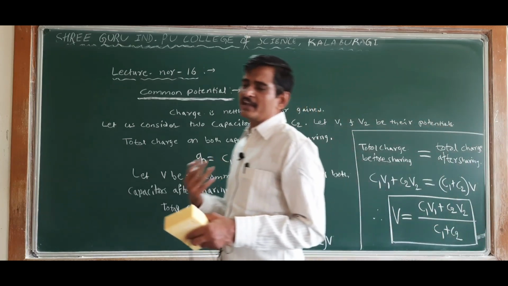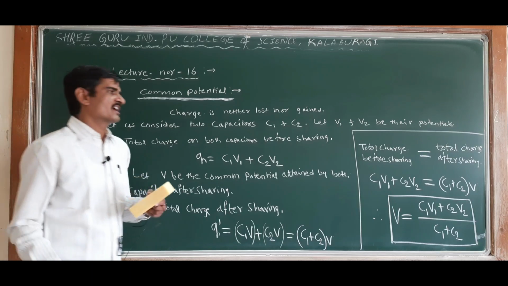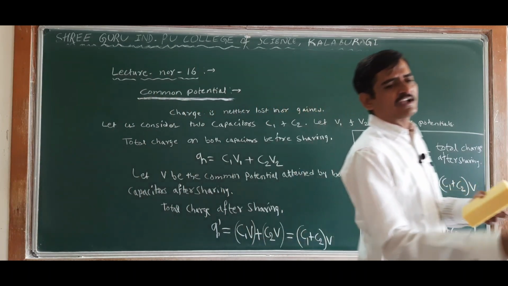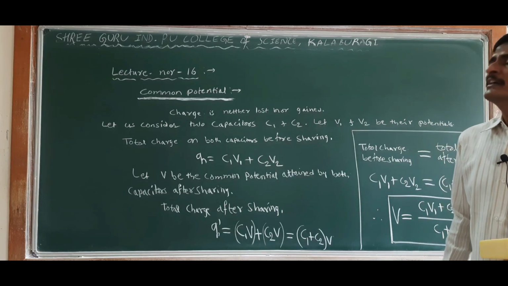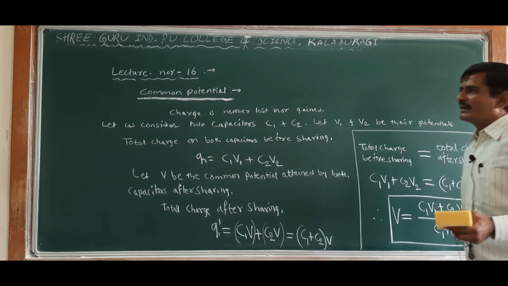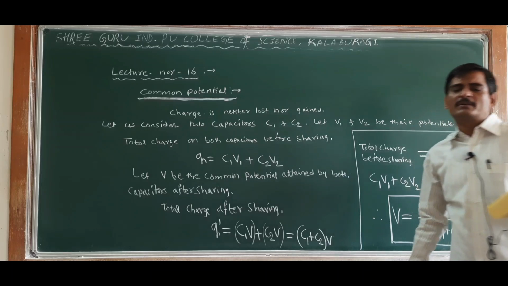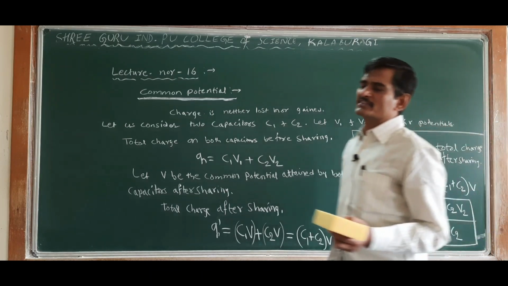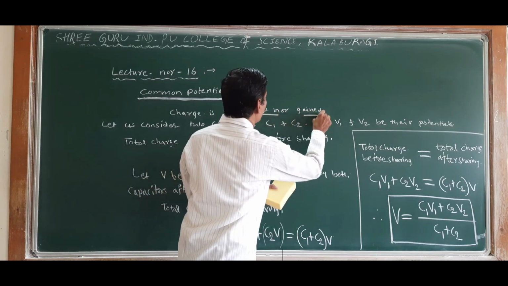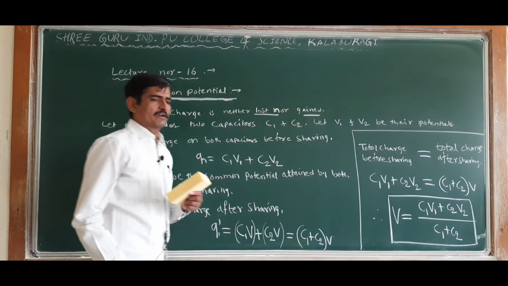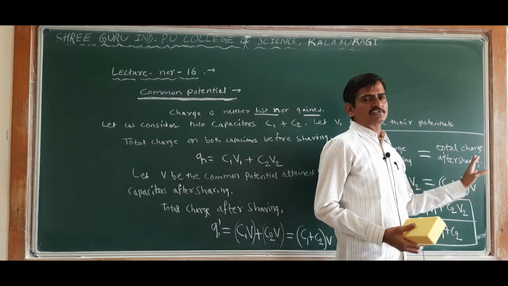The capacitor at higher potential will lose the charge, and the capacitor at lower potential will gain the charge, and this process continues. This sharing of charges will continue until both the capacitors attain an equal potential, and that equal potential is called the common potential. During the sharing of charge, charge is neither lost nor generated or gained. So therefore, total charge before sharing is equal to total charge after sharing.